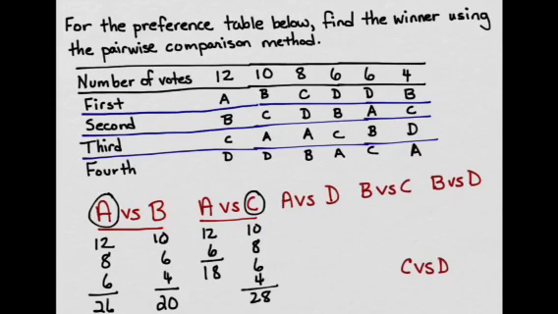Okay, so now let's look at A versus D. A gets the first 12.